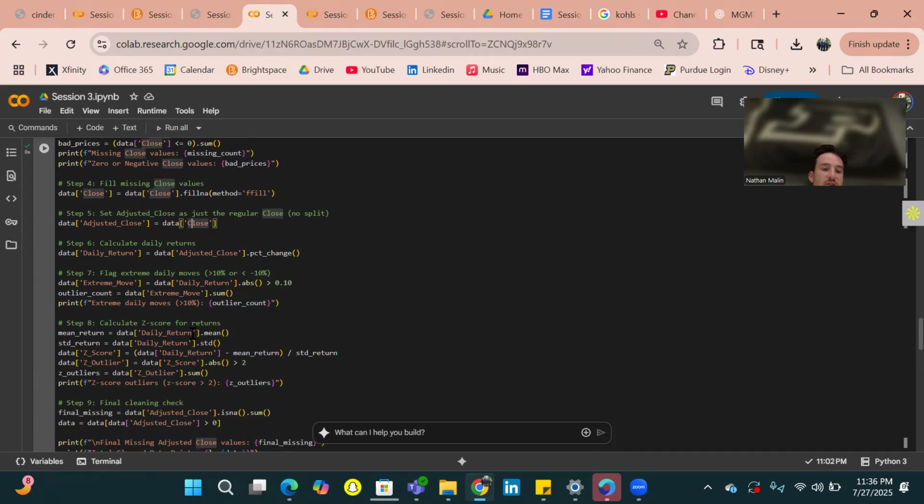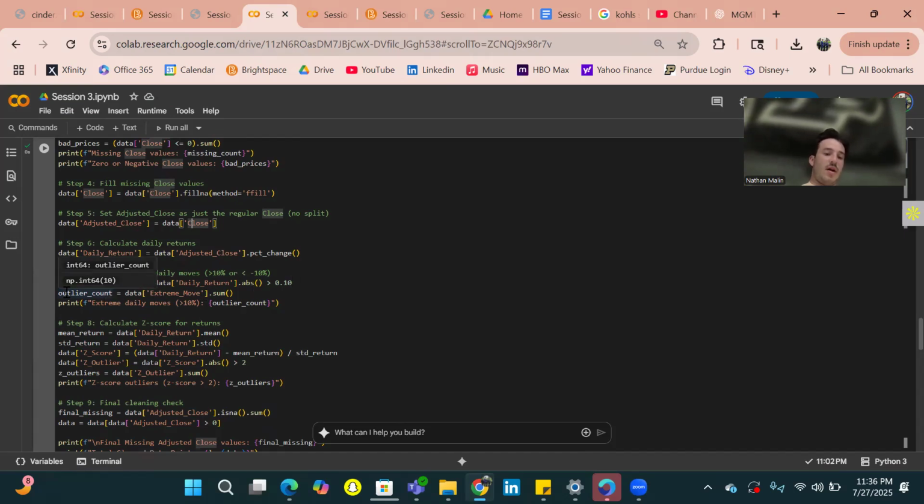And I also wanted to calculate the daily returns to make sure the daily returns are normal. In order to do that, I wanted to flag anything more than 10% or less than negative 10%, which means it'd be very high volatility on a daily basis. And for the extreme moves, if any data was more than 10%, it'd add to the count for more than 10% or less than negative 10%. And then it'd print all the extreme daily moves that are more than 10% as an outlier count.